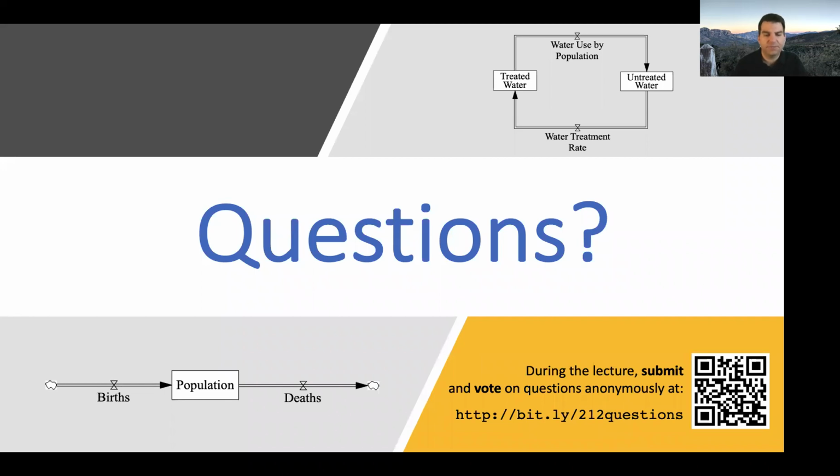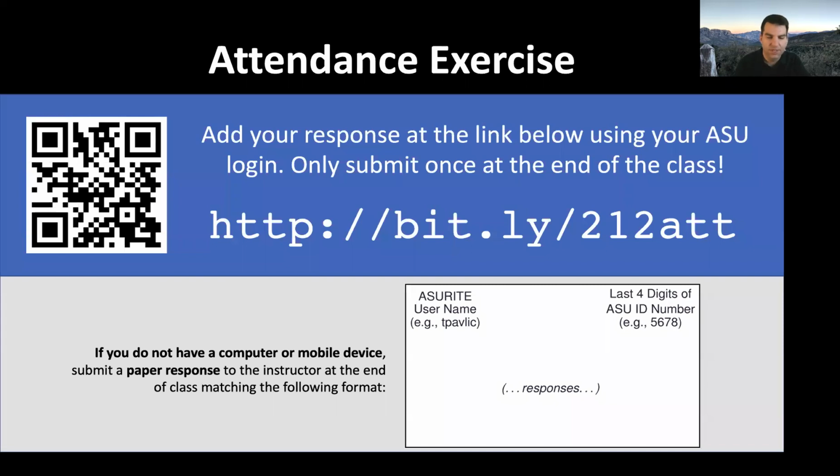Okay. So in that case, as you're thinking of questions, let's do one more attendance question. Give you guys credit for listening to me drone on here. And that question is, what are shadow variables called in Insight Maker? So they're called shadow variables in Vensim. What are they called in Insight Maker?